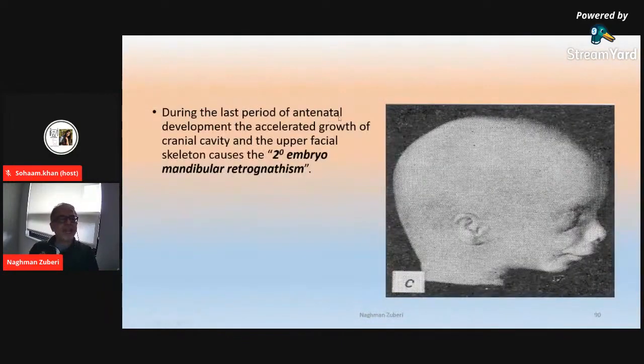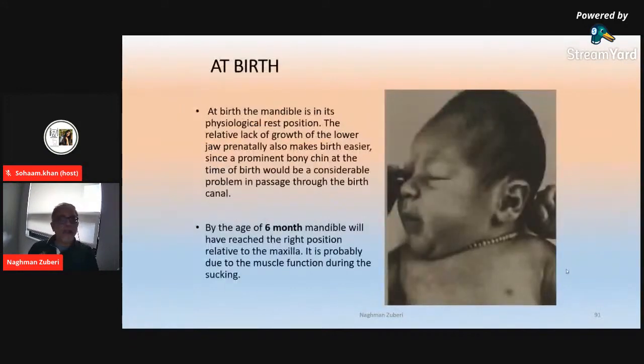During the last period of the antenatal development, the accelerated growth of the cranial cavity and the upper facial skeleton causes the secondary embryo-mandibular retrognathism. At the time of birth, the mandible is in its physiological rest position. The relative lack of growth of the lower jaw prenatally also makes birth easier, since a prominent bony chin at the time of birth would be a considerable problem in passage through the birth canal.